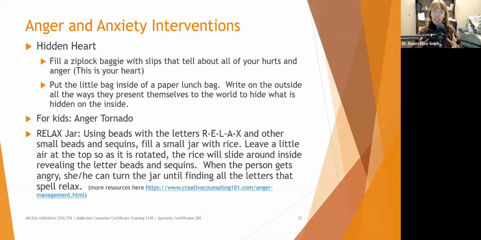That focuses their attention. Again, this is one of those distress tolerance activities. It's not solving whatever triggered the anger or anxiety, but it's helping them get to where they're in their wise mind so they can make choices that are more in line with their goals and values and more authentic.